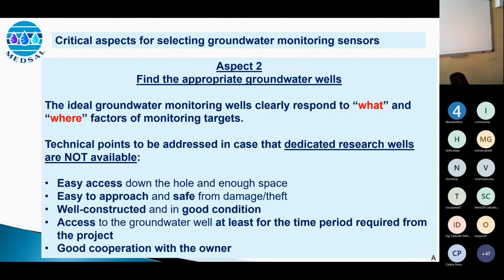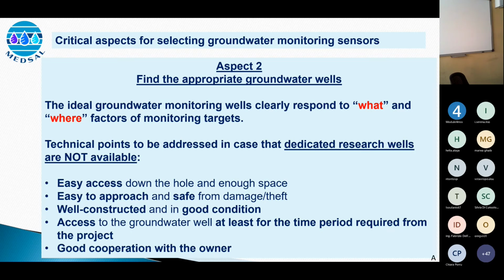Right. Second aspect, find the appropriate groundwater wells. The ideal groundwater monitoring wells clearly respond to what and where factors of monitoring targets. Technical points that have to be addressed in selecting the wells to perform your monitoring. Dedicated research wells are not available in many cases, and therefore, what you have to do is to find easy access down the hole and enough space in the wells you are selecting.